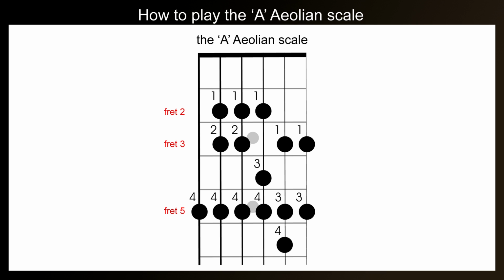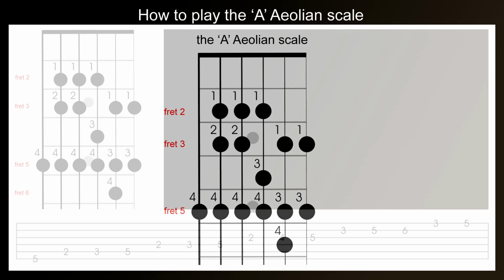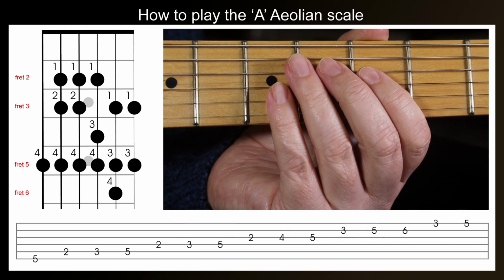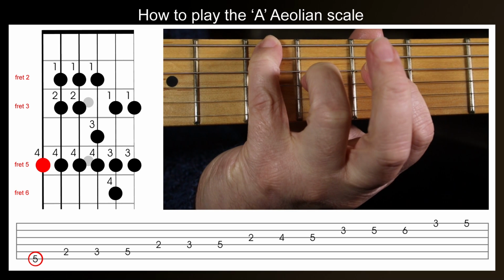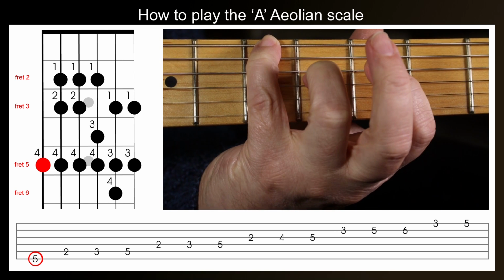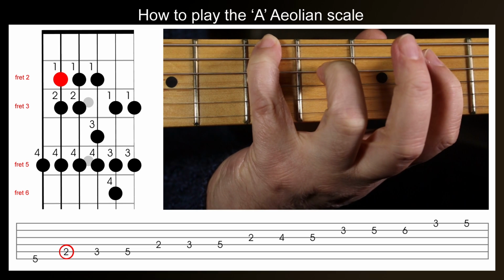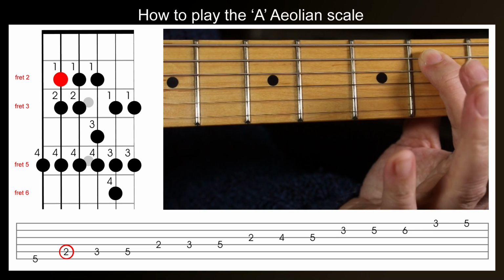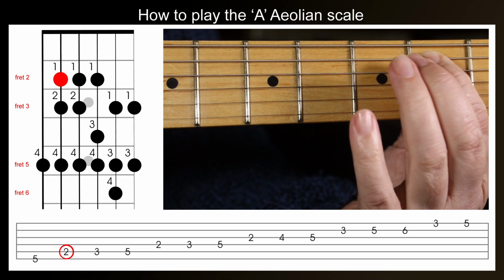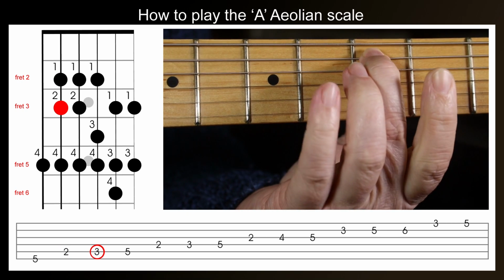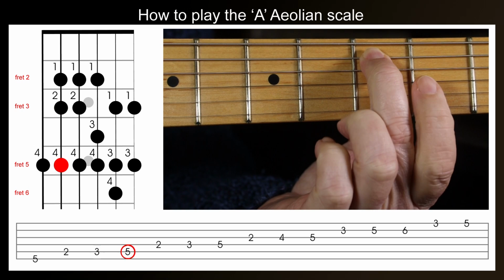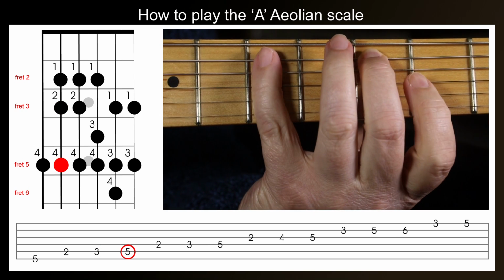Right, let's learn to play the A Aeolian scale using the second shape. Firstly, play the 5th fret of the bottom E string with the 4th finger. Play the 2nd fret of the A string with the 1st finger. Play the 3rd fret of the A string with the 2nd finger. Play the 5th fret of the A string with the 4th finger.